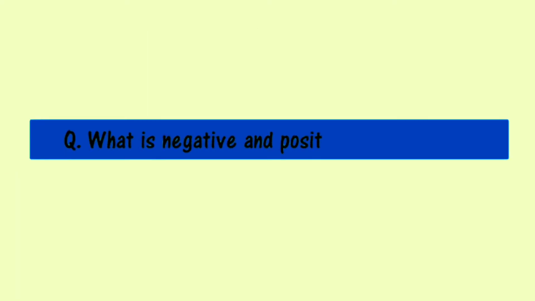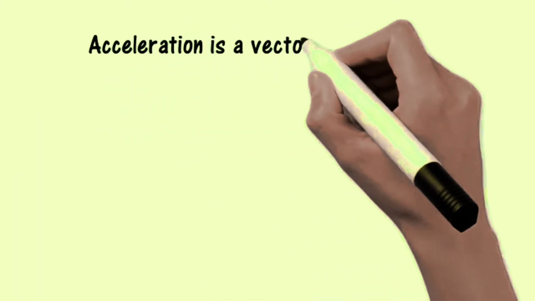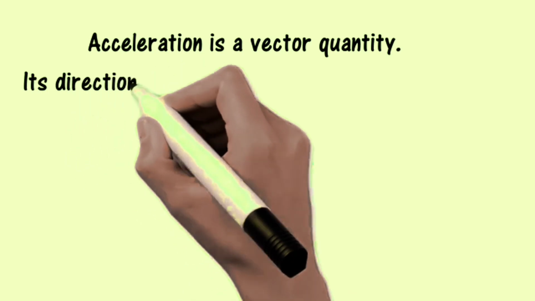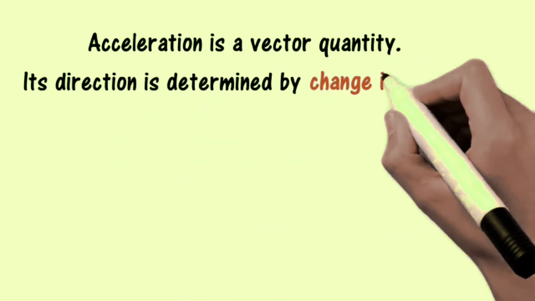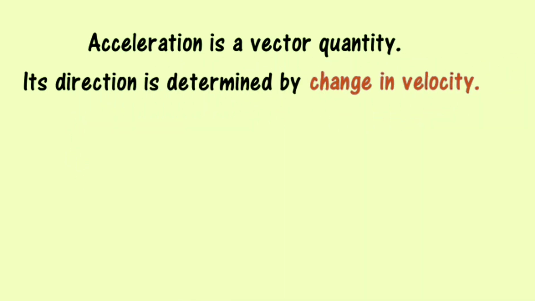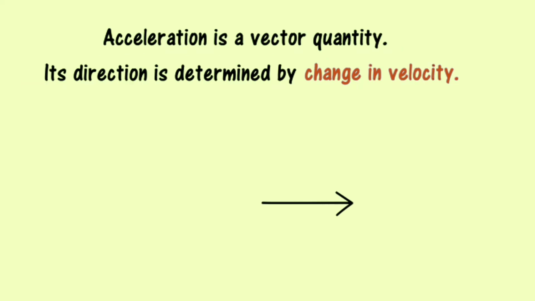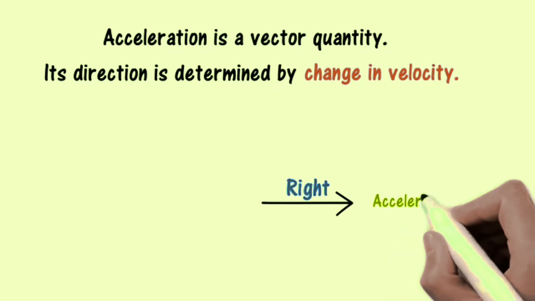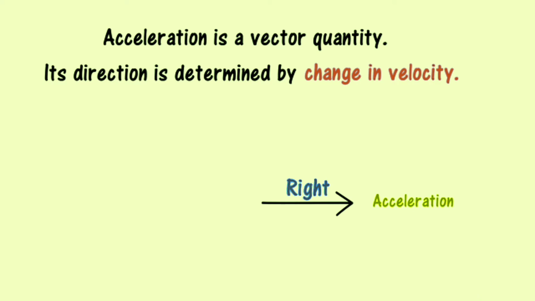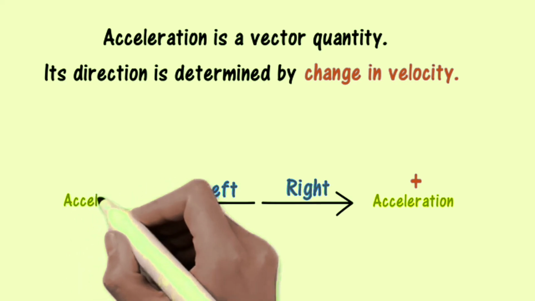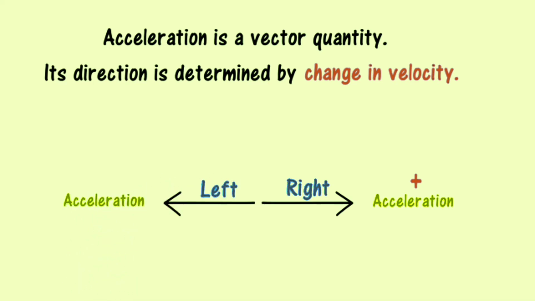What is negative and positive acceleration? Acceleration is a vector quantity and its direction is determined by the change in velocity. If the change in velocity is toward the right, then I am taking acceleration as positive. And if the change in velocity is towards the left, then I am taking acceleration as negative.